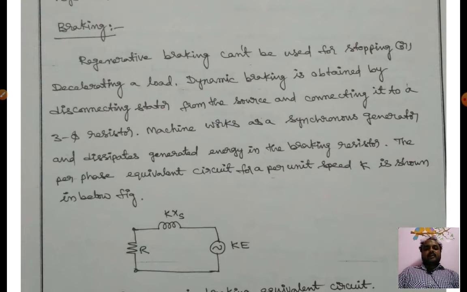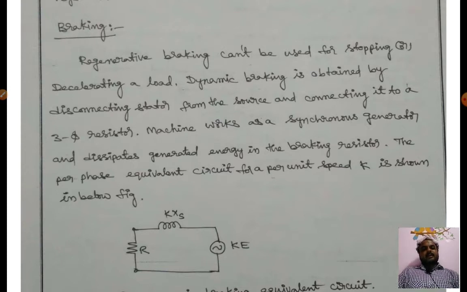So here we have different types of braking methods. One is regenerative braking and the other is dynamic braking. What is the difference between these two in synchronous motor drives? We'll see. Regenerative braking cannot be used for stopping or decelerating a load. This is one of the disadvantages of regenerative braking. These things we can avoid by dynamic braking methods.